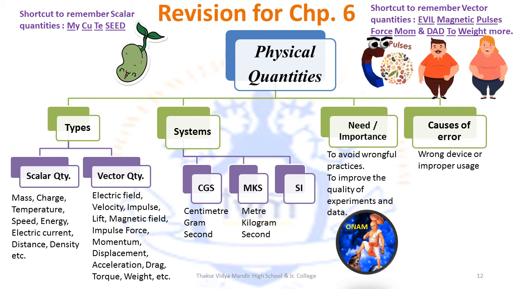Next we will learn about the need and importance of standardized physical quantities. Standardizing the measure of physical quantities is basically to avoid wrongful practices and to improve the quality of experiments and data. Also, it is important to accurately measure things that are less in quantity and very precious. So you have very few chances to measure them. Hence, accuracy of the physical quantities is quite important.